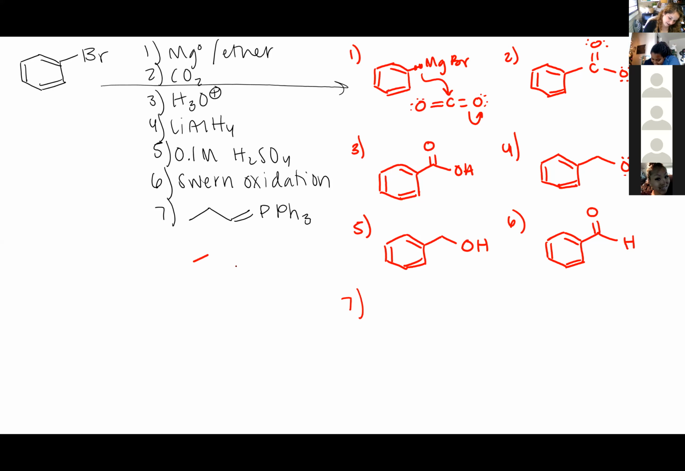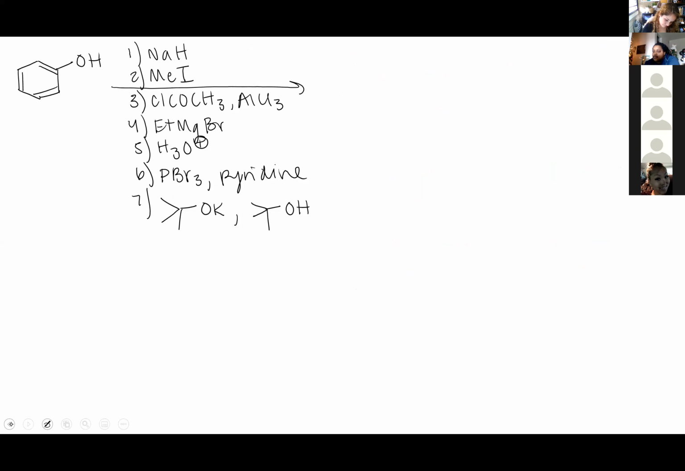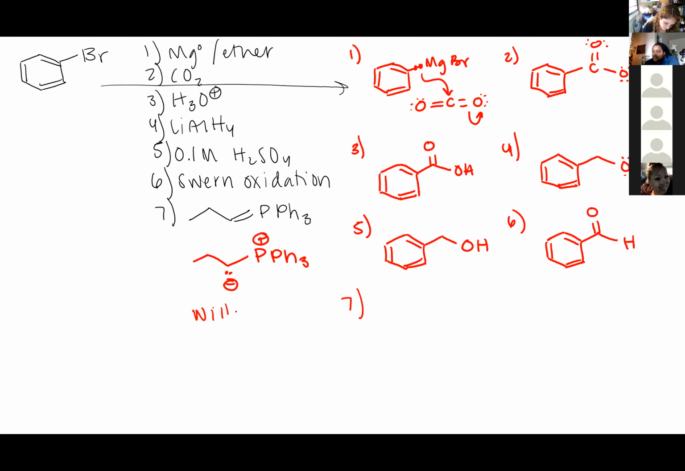Okay, so we have another phosphorus ylide happening here. So what are we doing? Attaching that to the carbonyl. Attaching it to the aldehyde. And it's the Z. Yeah, so this is a Wittig reaction.